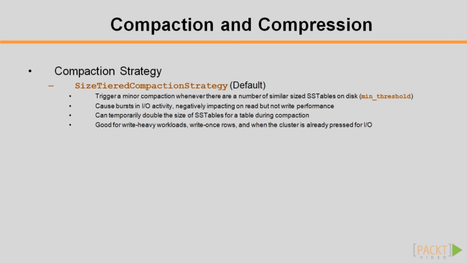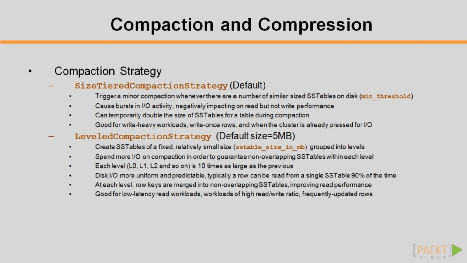When tuning compaction on a table, we need to choose a suitable compaction strategy. Two choices. Size-tiered compaction strategy, the default, triggers a minor compaction whenever there are a number of similar-sized SSTables on disk, as configured by the min threshold parameter. It causes bursts in I/O activity and thus negatively impacts read performance. And it can temporarily double the size of SSTables for a table during compaction. Size-tiered compaction is good for write-heavy workloads, write-once rows, and when the cluster is already pressed for I/O.